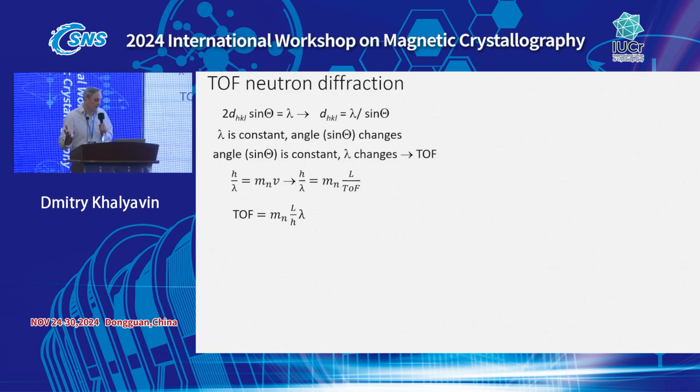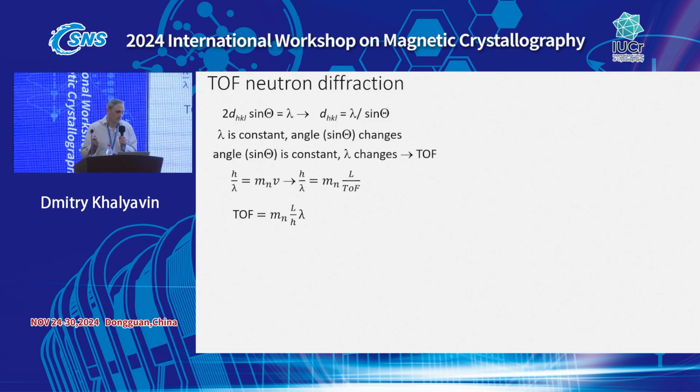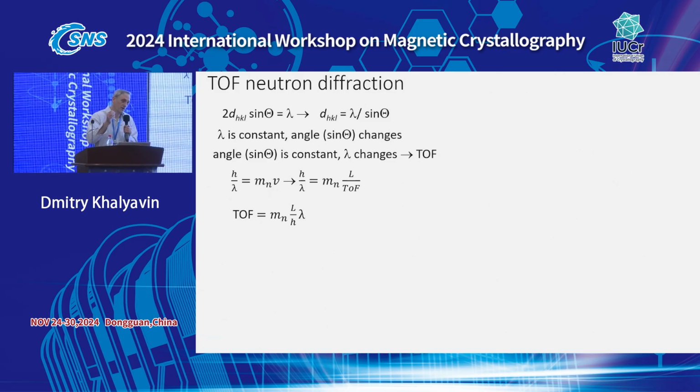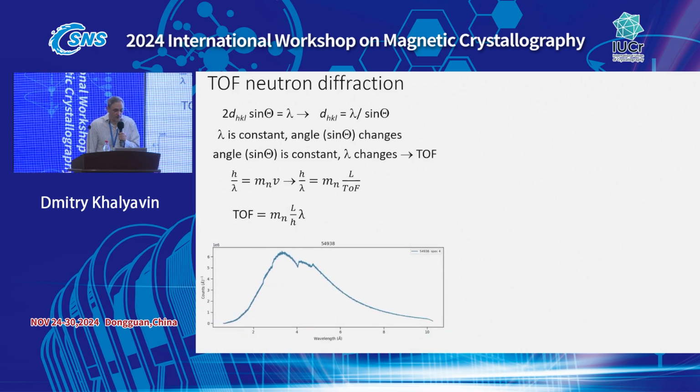That is time-of-flight diffraction. In practice, it's easy to measure the time it takes for a neutron to travel from the position where it was born, from the moderator, to the position where it's detected, at a detector. So it's a function of time, and time of flight is simply proportional to lambda. Here is an example of the lambda range we use on the WISH machine. We use lambdas from 0.4 up to 10 angstrom.